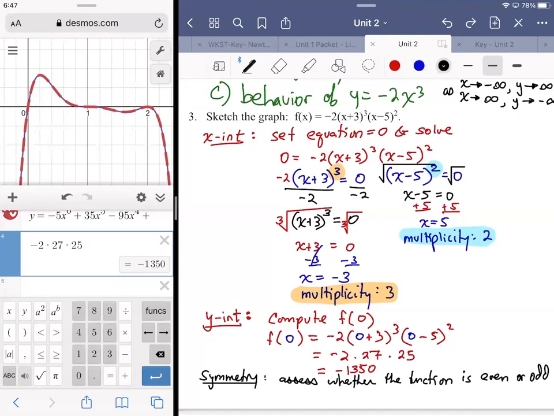No problem. All right, so for symmetry, we assess whether the function's even or odd. This goes back to the previous unit. We compute f of negative x, which tells us to take our original function and replace each x with a negative x and simplify.